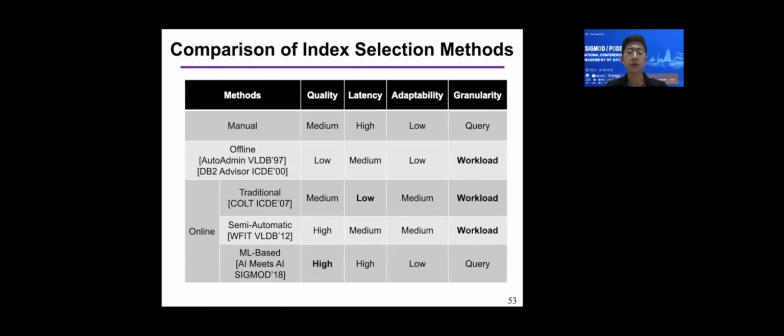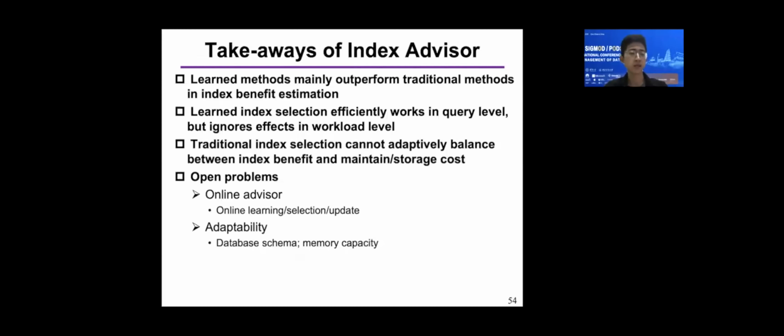This table has summarized the differences of both selection methods. And we can conclude that the latter methods mainly outperform traditional methods in index benefits estimation, and the learned index selection can efficiently work in query level, but ignores the interactions between the queries in the workload. And the traditional index selection cannot adaptively balance between the index benefit and the maintenance costs, for which the learning-based methods can do a better job.